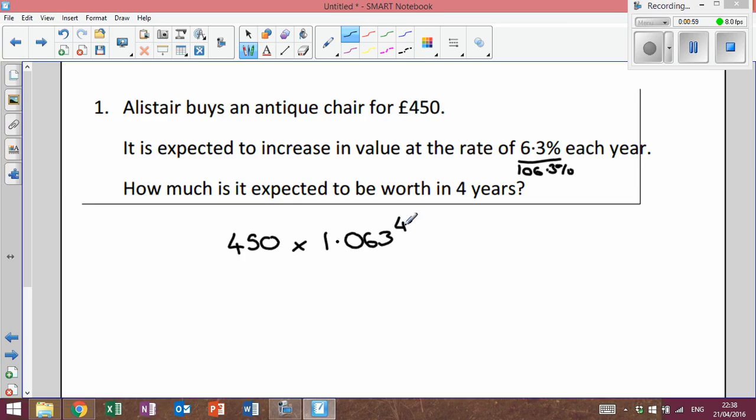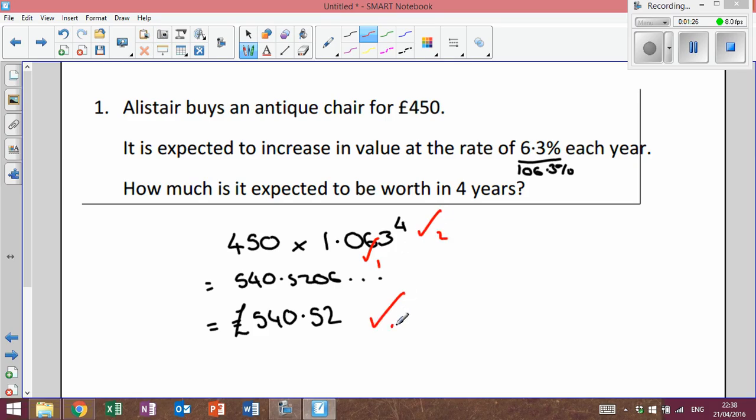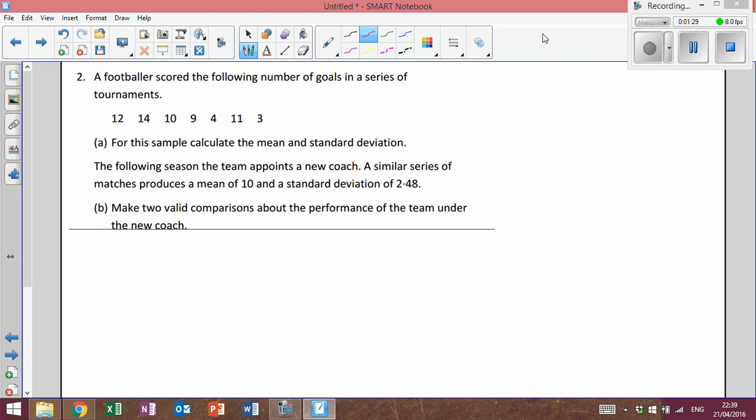Okay, and that gives us the answer 540.5206 and so on. Because it will be money, it has to be cut off at 2 decimal places, so it's going to be £540.52. Okay, so in there, 1 mark for your 1.063, 1 mark for your power 4, and 1 mark for your answer.